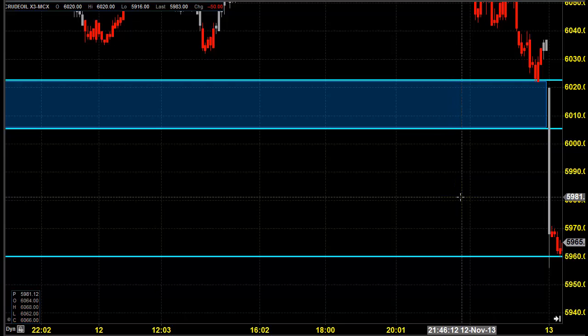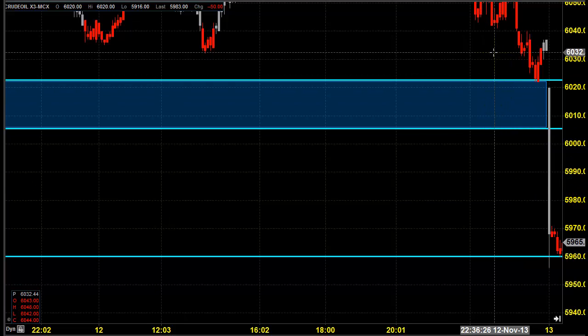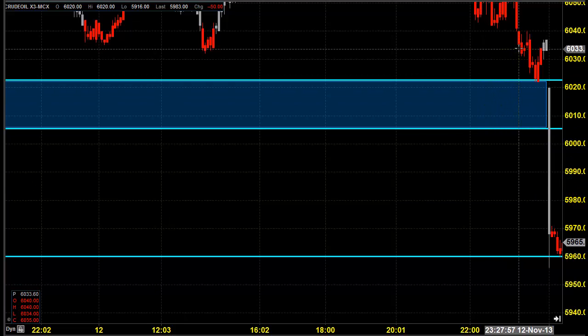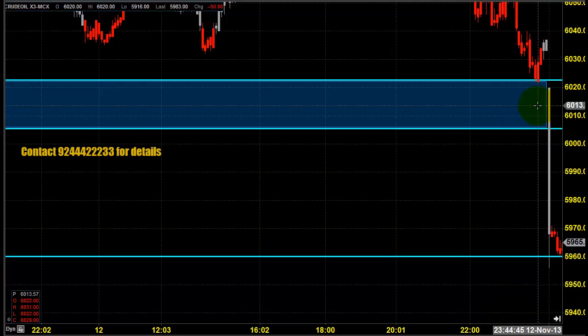In this video presentation, we are going to see how we can trade in MCX crude oil today. Before looking into that, let us see what happened yesterday and what we expected yesterday. The chart which you are seeing is a Goodwill Commodities chart. Whenever I place the cursor on any particular candlestick, you can see the date and time below.